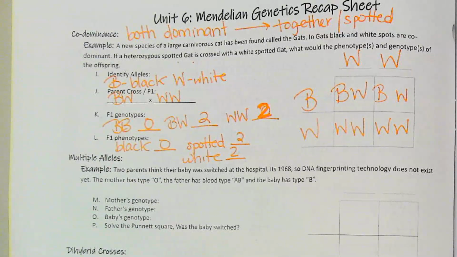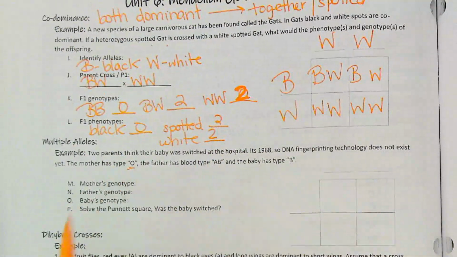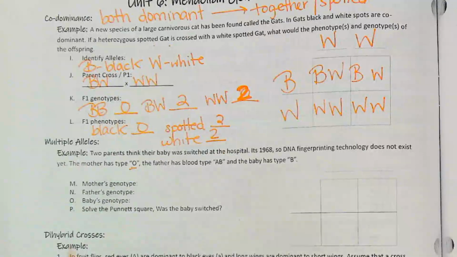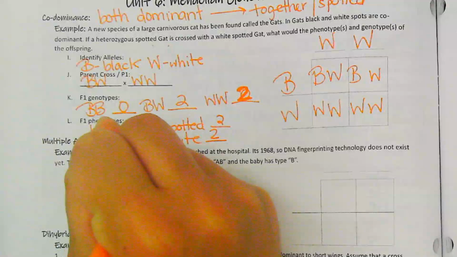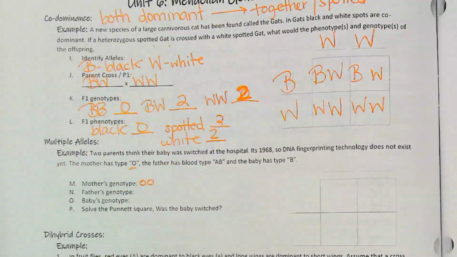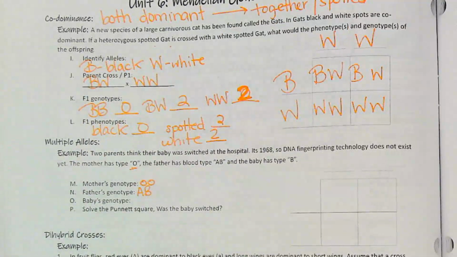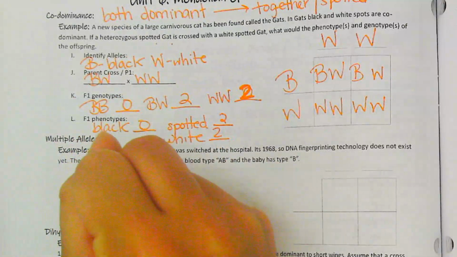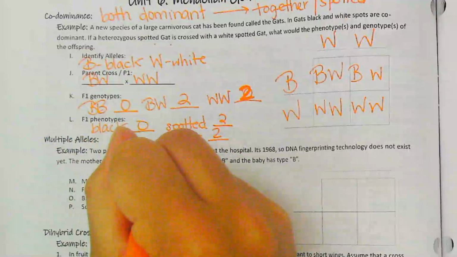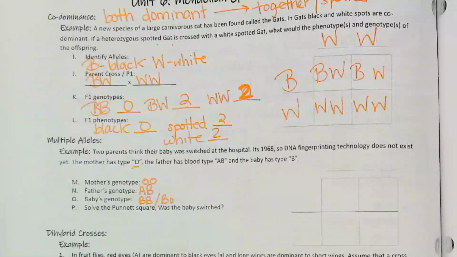Is this their baby? So mom is type O. Remember, O is recessive to A and B. So mom is little o, little o. Dad is AB, so he's capital A, capital B. And the baby's type B, so he can either be homodominant or heterozygous. So was the baby switched?